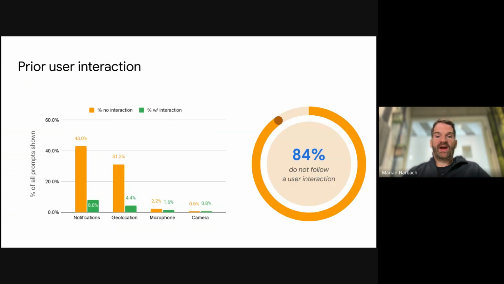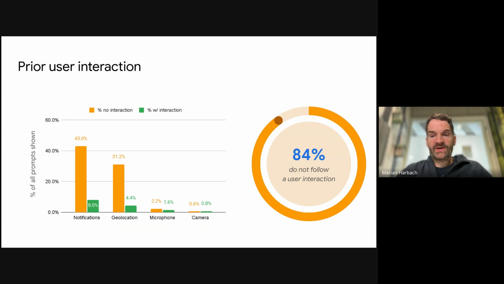Our telemetry also tracks if a permission prompt was shown after a prior user interaction. Prior user interaction means that the user clicked on the site or pressed a key within 5 seconds prior to the prompt showing. If we break the number of prompts shown down by whether or not there was a prior user interaction, we find that 84% of permission prompts do not follow such an event. This is particularly pronounced for notifications and geolocation prompts, where only 8% and 4% of prompts respectively have a prior interaction, while 43% and 31% don't.